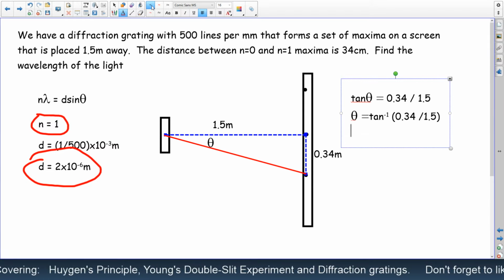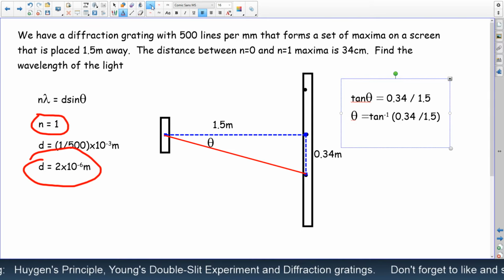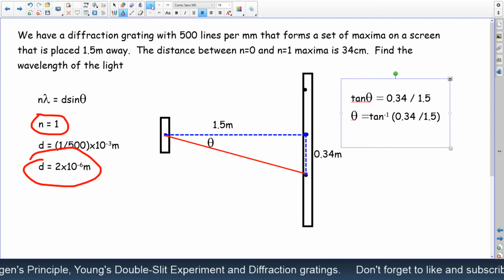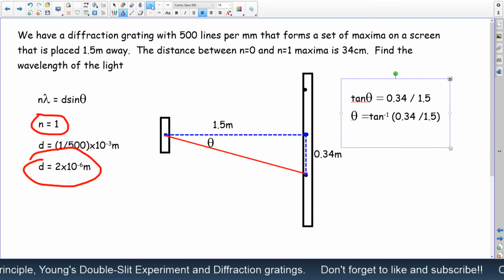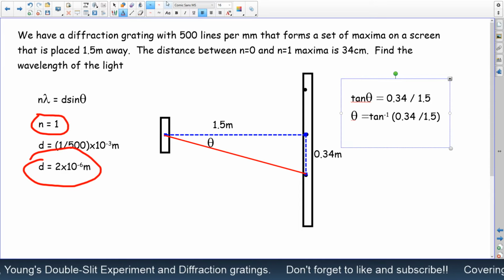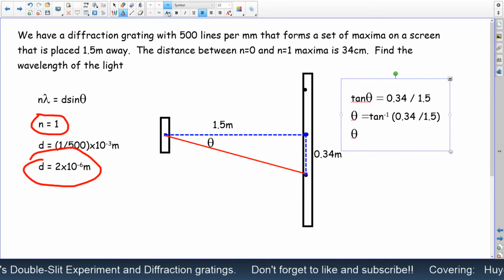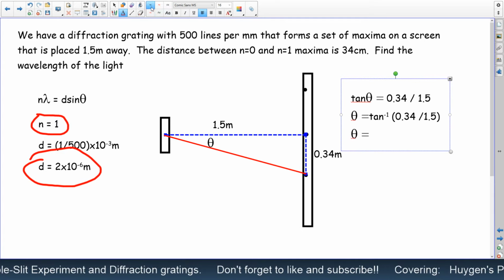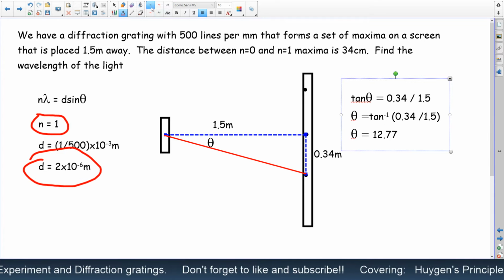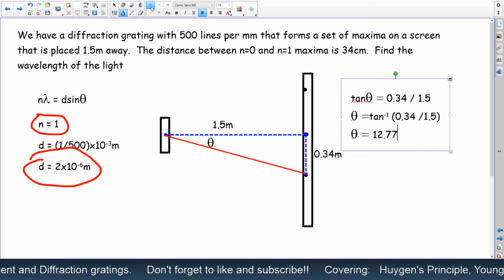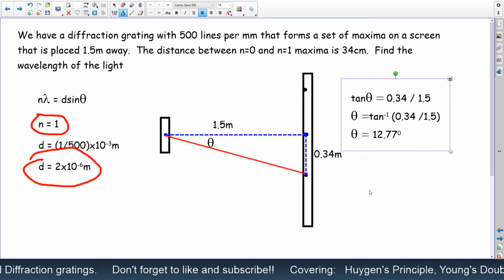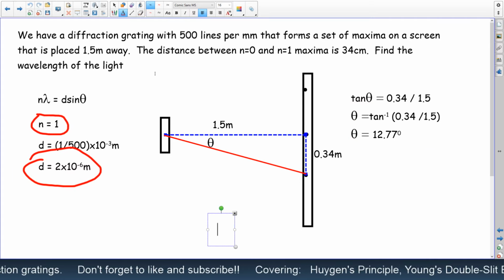Calculator's on standby on this one, so we're going to do 0.34 divided by 1.5 equals, that's 17 over 75, or 0.226 recurring, for those of you who are big fans of the intermediate steps. That gives me that theta equals, quite pleasingly for numbers off the top of your head, 12.77 degrees. The angle theta is 12.77 degrees. Cracking. Okay, so we now have theta.